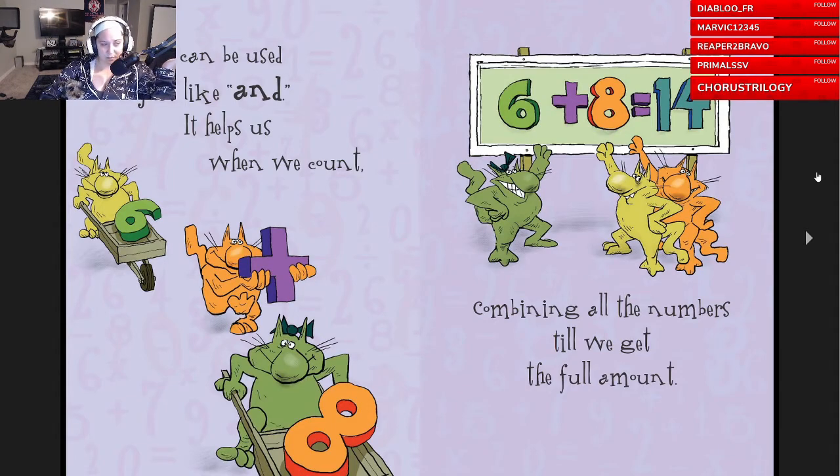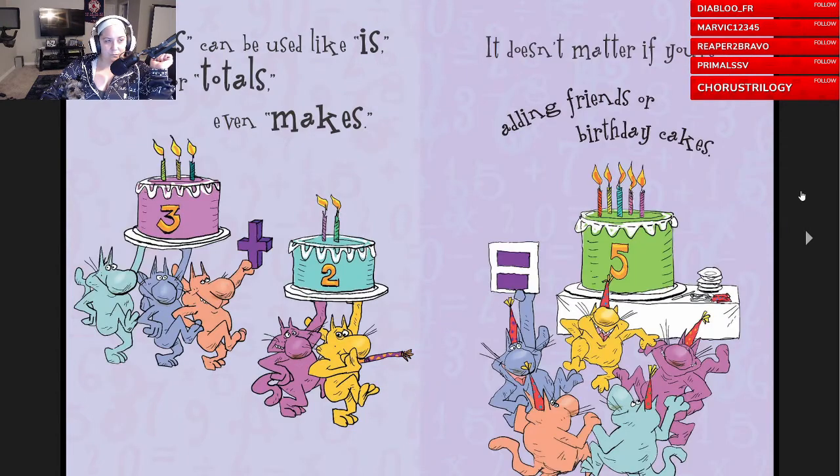Plus can be used, just like and. It helps us when we count, combining all the numbers until we get the full amount. This says 6 plus 8 is equal to 14. Equals can be used like is or totals, or even makes. It doesn't matter if you're adding friends or birthday cakes. So you can say 3 plus 2 equals 5, or 3 and 2 make 5.